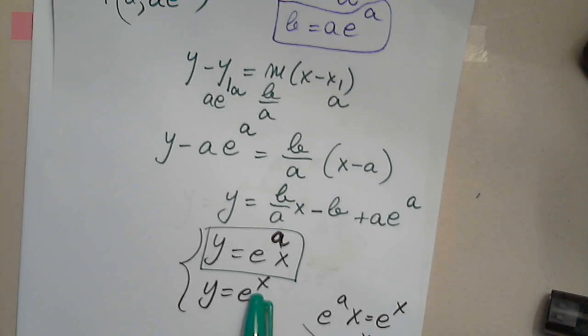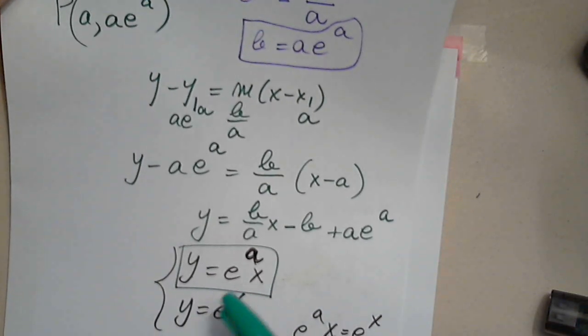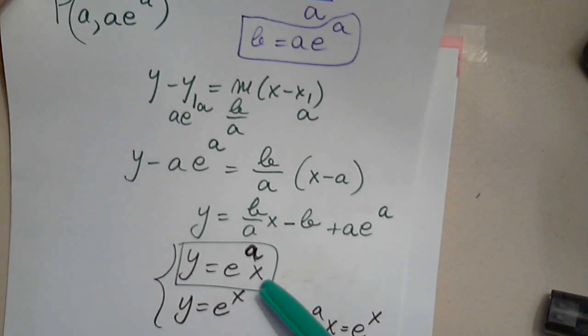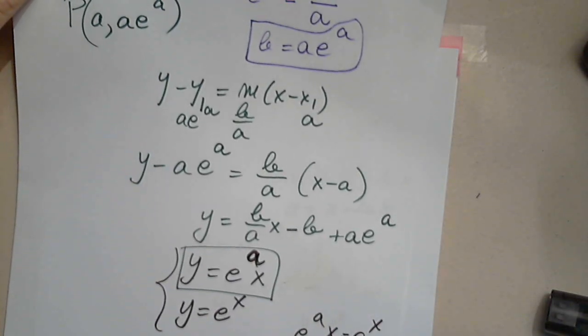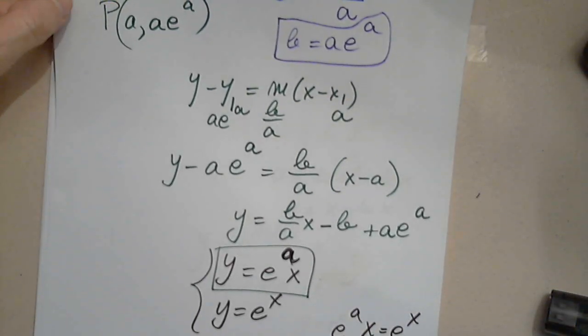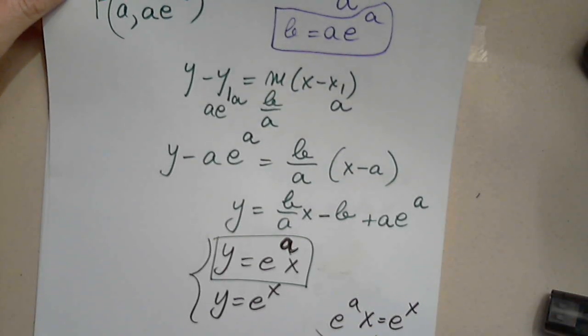So y equals a constant, which is e to the a, times x. Yep, this is the equation of the tangent. There is nothing else I can do here.